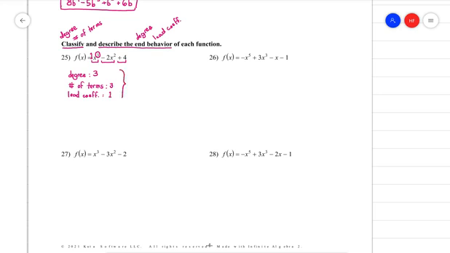So from just those 3 things, I can classify it. The degree is 3, so it is a cubic, 3 terms, trinomial, and the degree is odd, so they'll be opposites. And the lead coefficient is positive, so the last one will be up. So it starts down and ends up. And arrows that will be down, then up.